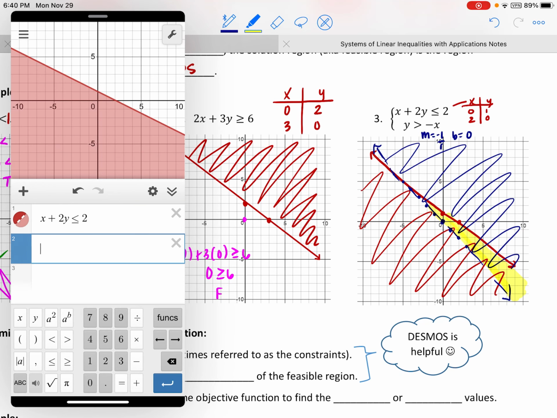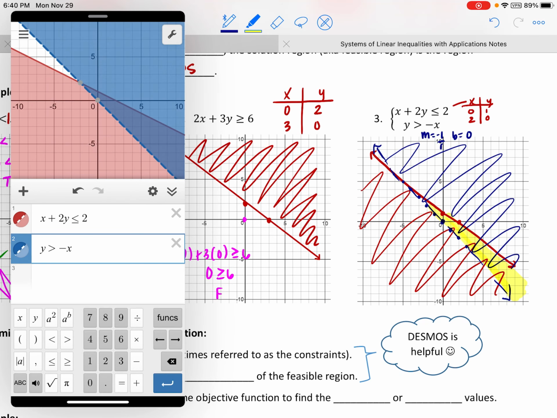I'm going to put the next one in. Said that y was greater than a negative x, and there's the next one. So yeah, you can see it's a little bit clearer in the picture. I don't know how I messed up my graph there. I think I just didn't draw my lines very accurately, but there's our dashed or dotted blue line. Look, it even did the same color again. And we shaded above that one.